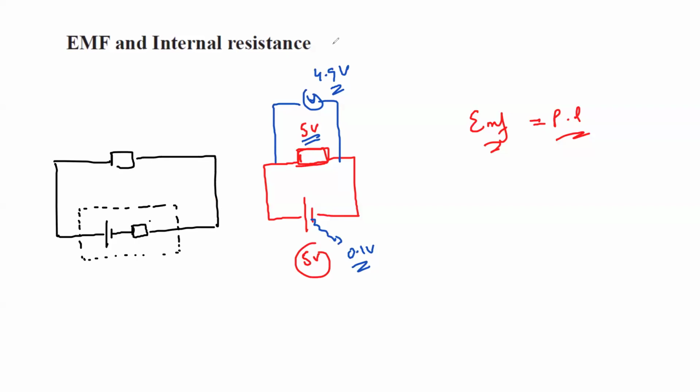So what actually happened? This is a 5 volt supply. Out of 5, maybe 4.9 volts is here and the remaining 0.1 volts will be across the internal resistor. That's why when you connect a voltmeter, it will never record 5, it will record less than 5, because some of the energy is lost because of the internal resistance of the supply. Is the concept of internal resistance clear?